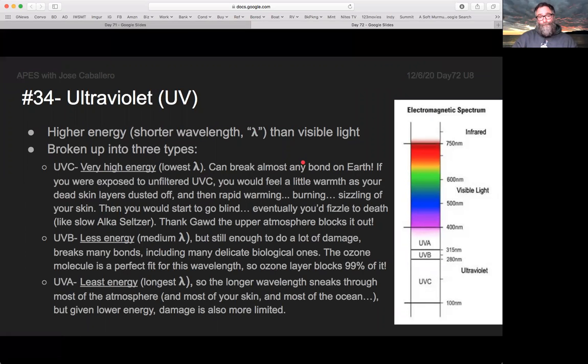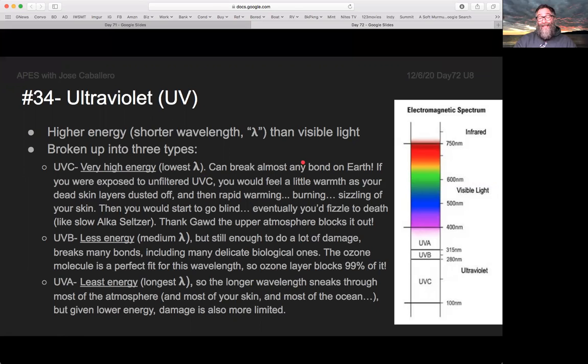You have to know that. So ultraviolet C is blocked by everything in the atmosphere, because ultraviolet C gives up its energy to any bond. So it's completely blocked by everything in the atmosphere. It breaks all bonds. You have to know that. UVB is almost perfectly matched for ozone, so about 99% of ultraviolet B is blocked by our ozone layer. You have to know that.